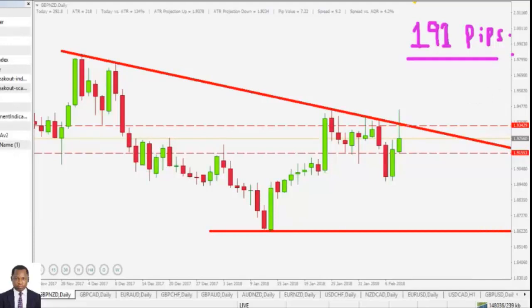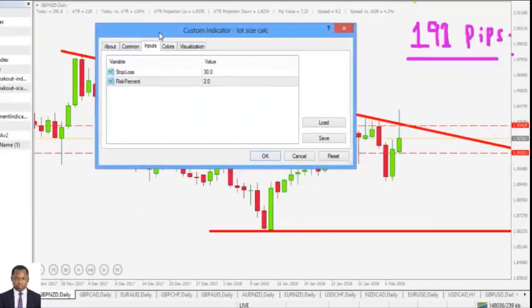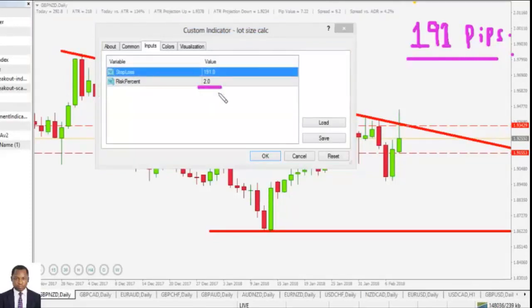So I'm going to apply the lot size calculator. That's the lot size calculator, a very important tool. I use it on all of my trades. So stop loss value 191 pips. Remember, that is just by the screen. I am risking how many percent? 2%, and that's all. That's all of the job that you need to do. The indicator will tell you the recommended lot size for this trade. Okay, so I'm going to hit my OK button right now.